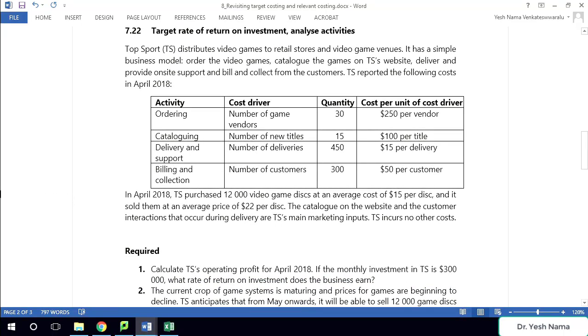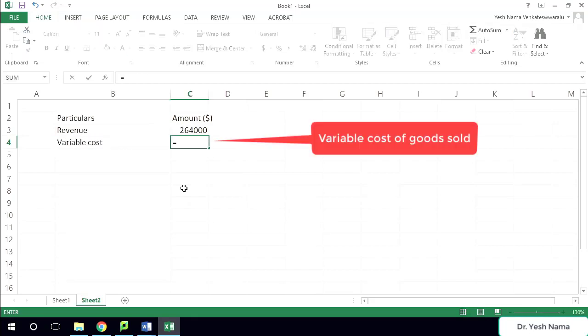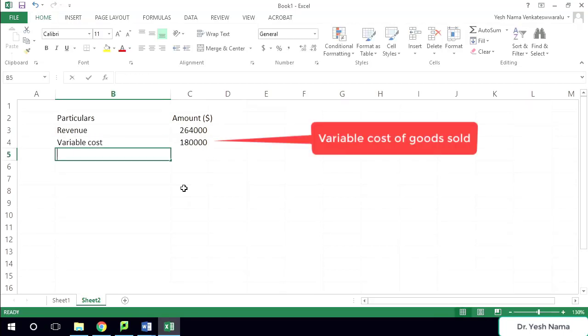If the monthly investment is $300,000, what rate of return on investment does the business earn? So first we will identify what is the profit, and then divide the profit number upon the investment number, 300,000, and that will give us the rate of return. So fairly simple. So we have just one variable cost and 4 overheads. Revenue, 12,000 discs times 22 per disc. Variable cost, 12,000 discs times 15.